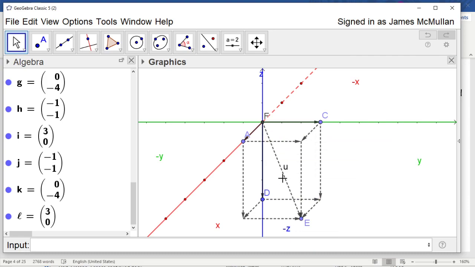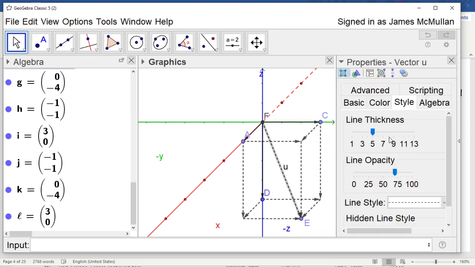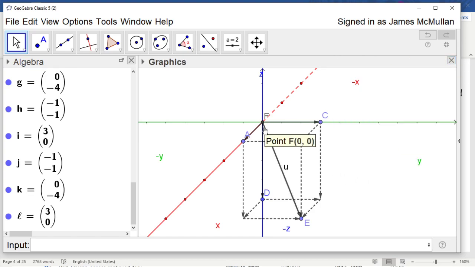Right? So, sorry, U is the actual answer. So let's make that one thicker and solid. Okay? So the answer is, describe this point. Well, it's 1 unit towards us, 3 units to the right, and 4 units down.